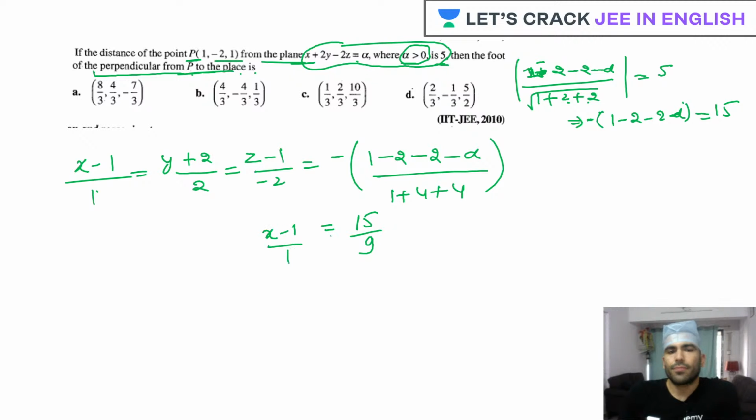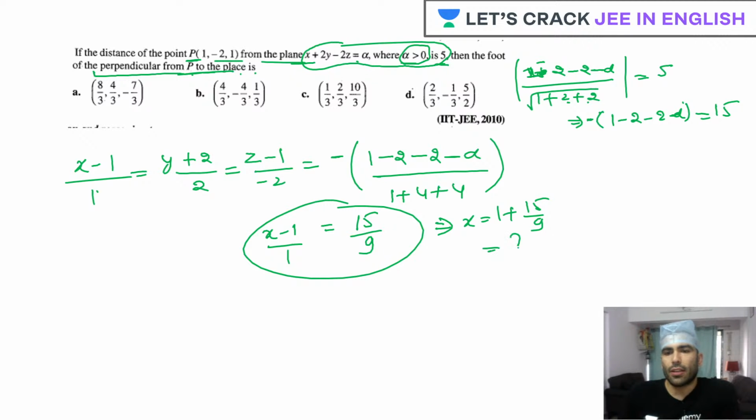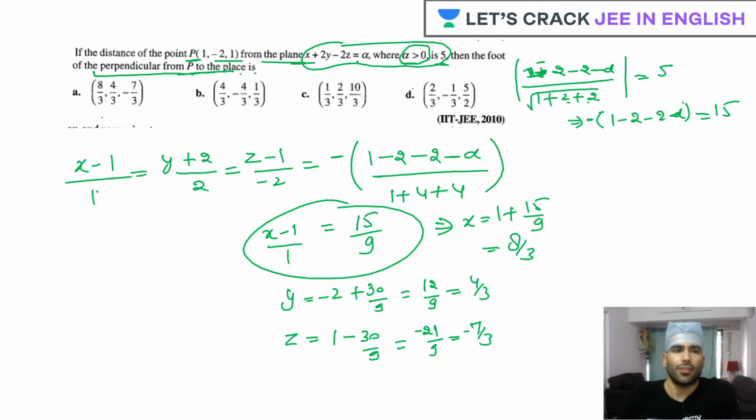Now let's find the coordinates. x will be 1 plus 15 by 9, so 24 by 9, so 8 by 3. Similarly, y will be minus 2 plus 30 by 9, so minus 18 plus 30, so 12 by 9, which is written as 4 by 3. What will z be? z will be 1 minus 30 by 9, so 9 minus 30, that is minus 21 by 9, minus 7 by 3. That's it. So A is your answer.